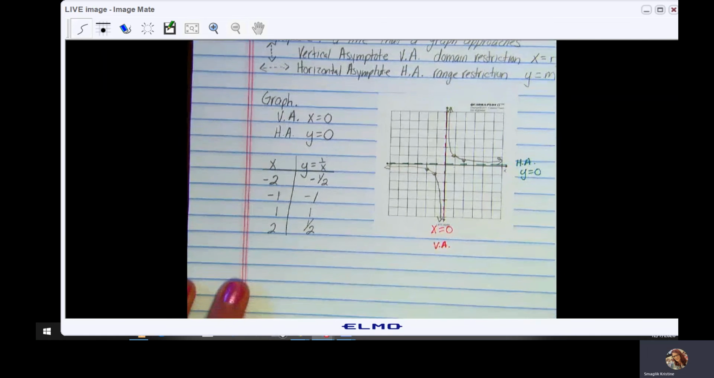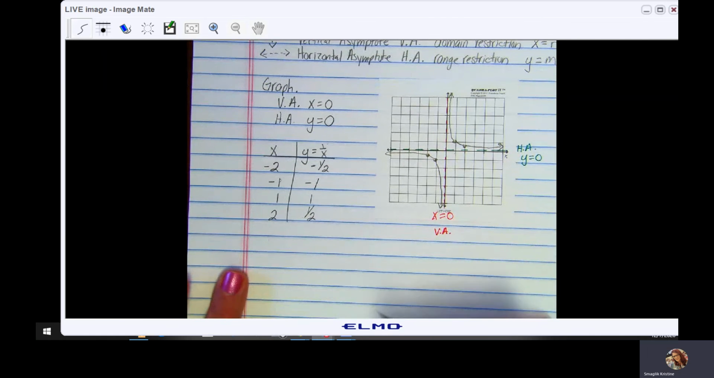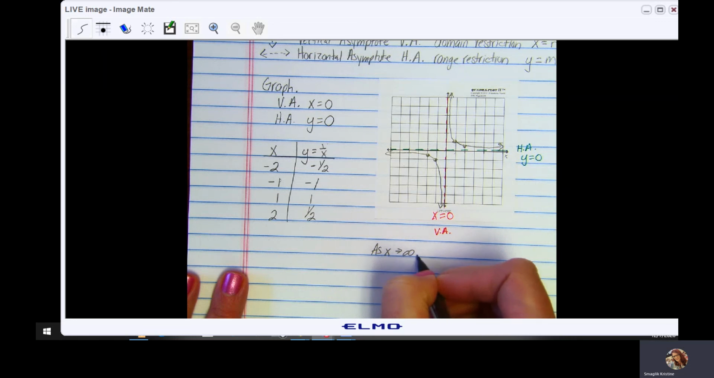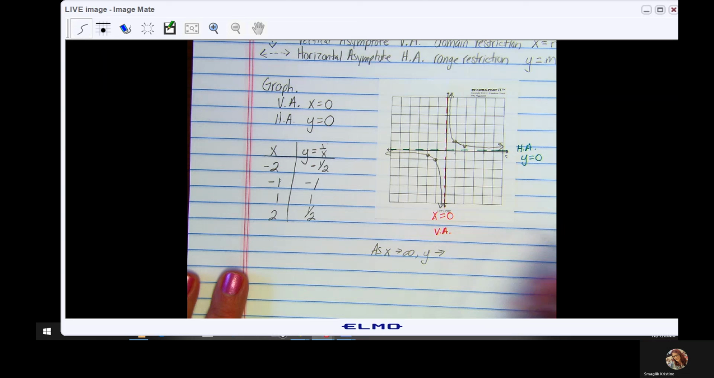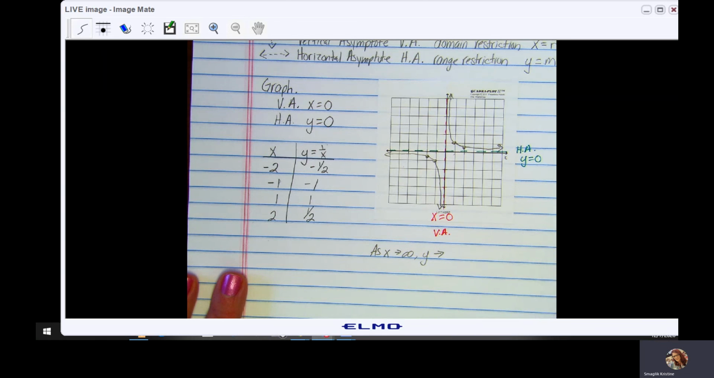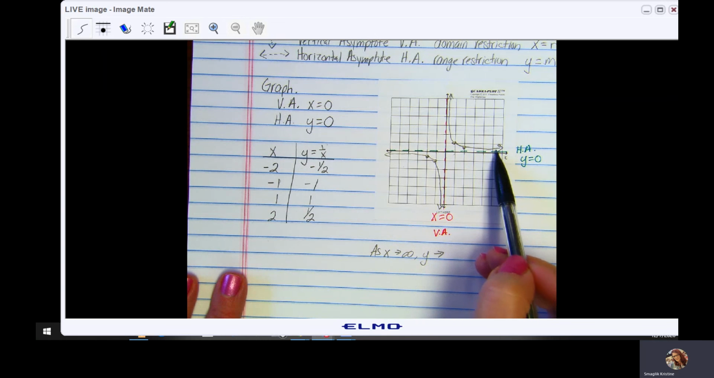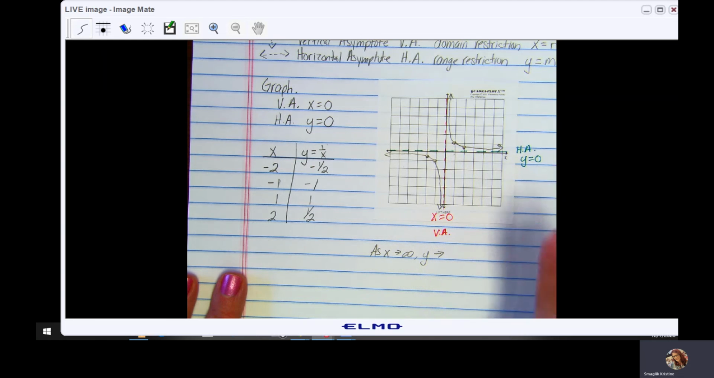Let's take this opportunity and discuss end behavior. As x approaches positive infinity, where are my y values going? As I look at this graph, as I go to positive infinity, notice your y values, because of this asymptote, they're going to be pulled into y equals 0, but again, it will never ever cross it. It will never ever touch it. So that means y is approaching 0.